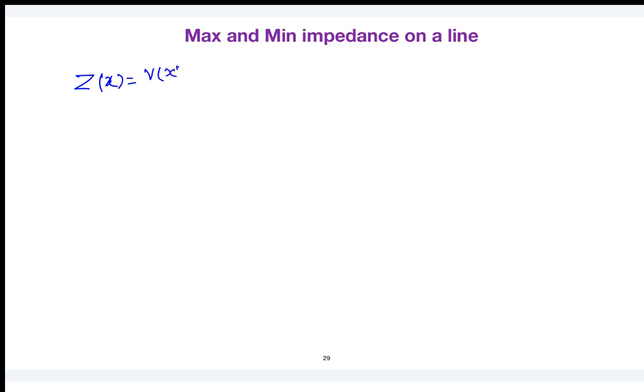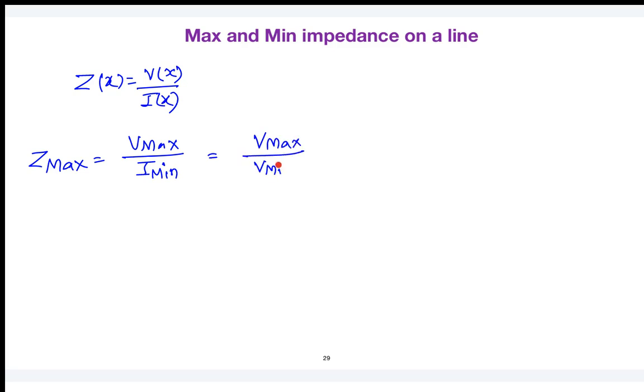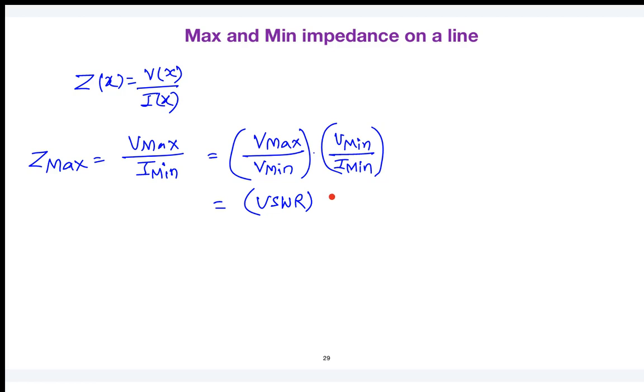Now we'll try to find out what is the magnitude. To find out the maximum impedance, I can define it like this: the maximum voltage divided by the minimum current. So this also can be defined as V maximum by V minimum into V minimum by I minimum. Why I was writing it like this: you can see the first one can be written as the VSWR, and the second one, I can call it the characteristic impedance.